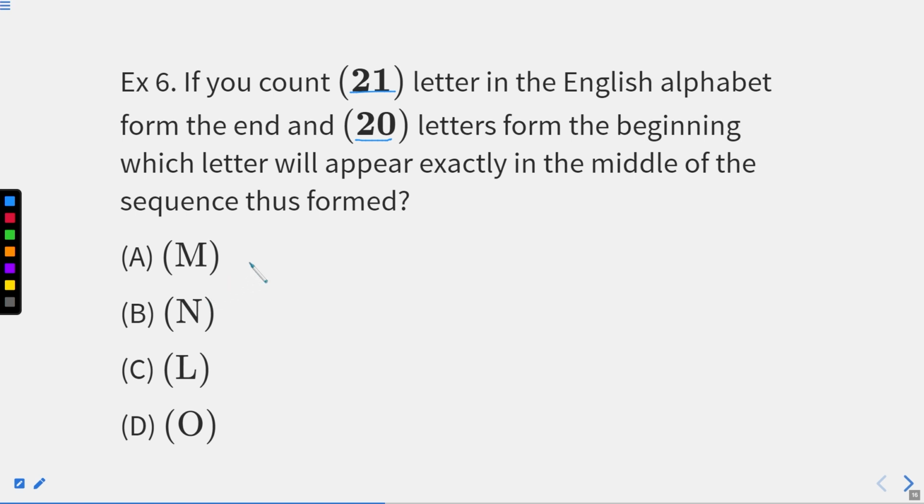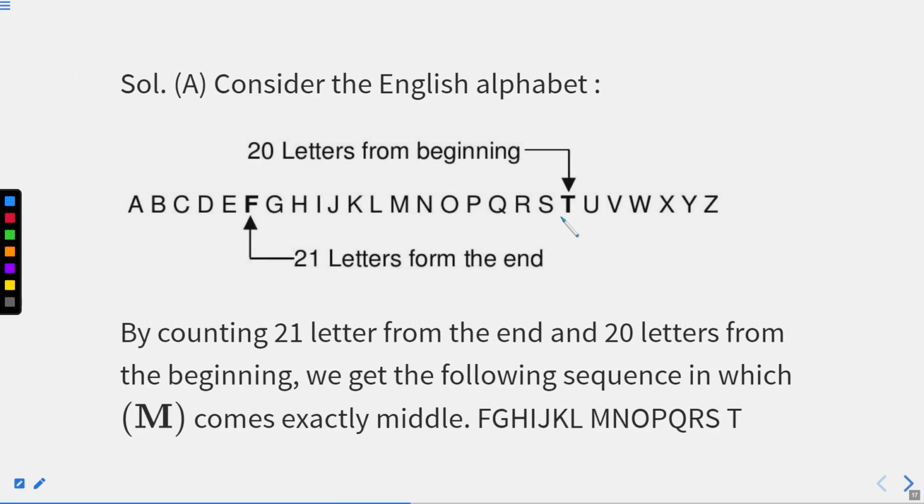Now what exactly do we need to do? We need to read the question properly. Which letter will appear exactly in the middle? You can mark it out. What are they asking? The letter in the middle. As soon as we are able to understand the question well, we are able to figure out the answer with the help of this alphabetical series. Hope this question is clear.